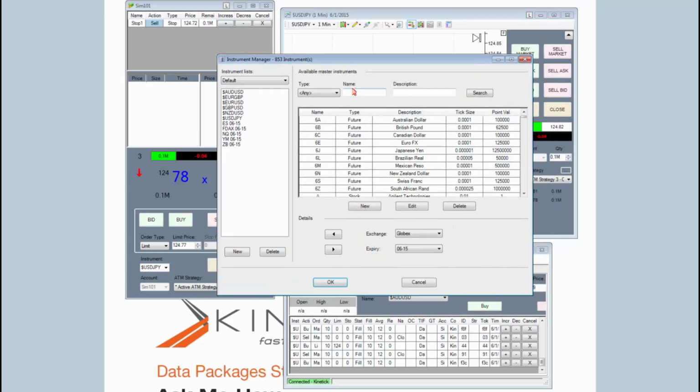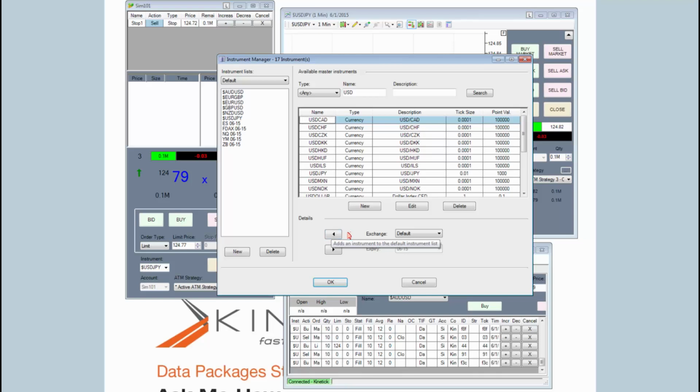So to add an instrument, the first thing we'll do is look for it. We'll search for it in the right pane here. So let's just find something that involves US dollar. Let's say the dollar Canadian. So I find dollar Canadian in the list. I'll highlight it. And to put it on my default instrument list, I'll simply use this little left arrow button here that I'm highlighting. And when I click that, you'll see now the dollar Canadian is in my default instrument list. And now it will be accessible in any of the instrument drop-down menus.